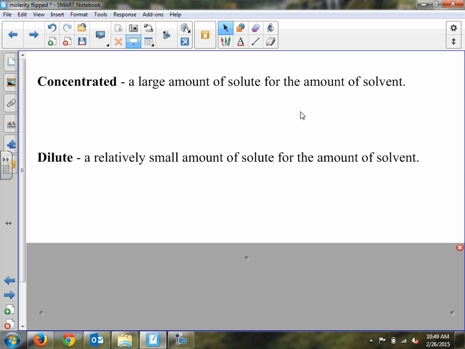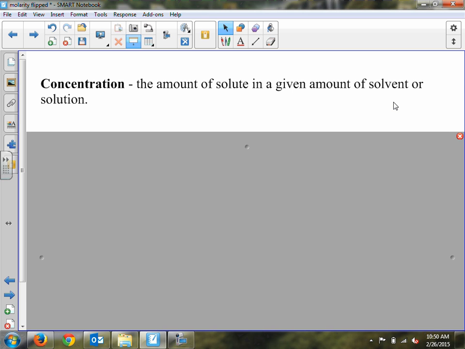The problem with these terms is they're relative. What seems to be a large amount for one, making something concentrated, might not be for the other. So in science we like to be a little bit more precise, and that's why we have concentration. The definition of concentration is the amount of solute in a given amount of solvent or solution. Instead of just saying I've got a relatively large or small amount, I want to know the exact amount of solute dissolved in a given amount of solvent or solution.